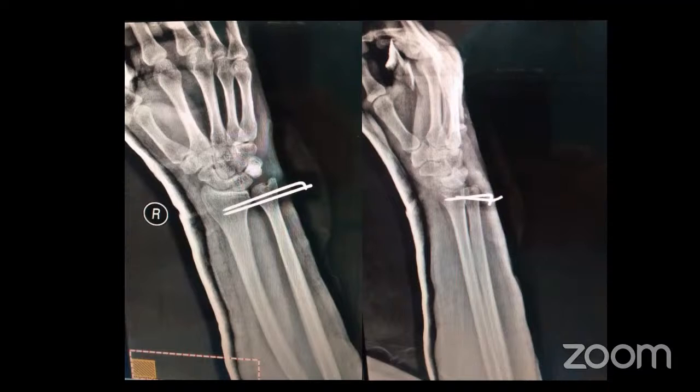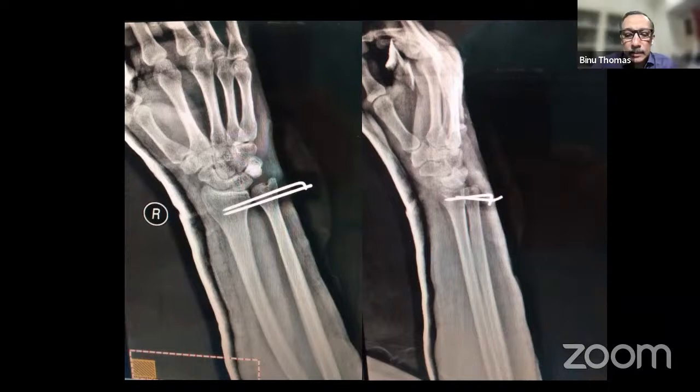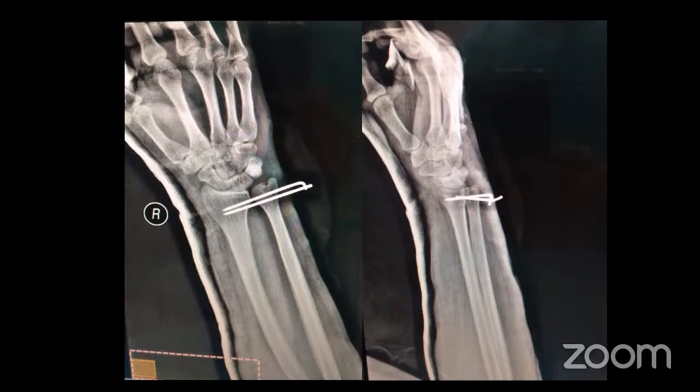So then we go for MRI. My question is, in emergency, should we do this kind of K-wiring, or just put plaster and assess properly, and then go for the MRI, CT, and then finally decide what is to be done?